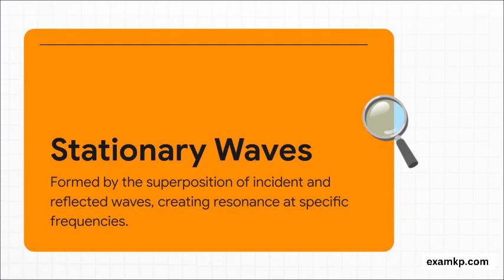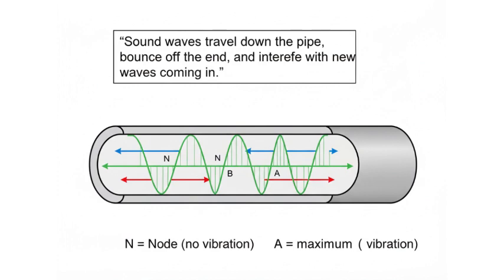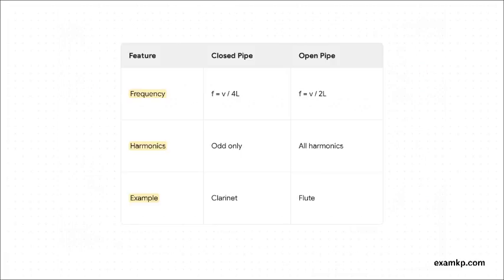This happens when sound waves travel down the pipe, bounce off the end, and then interfere with the new waves coming in. This whole process creates spots of high and low pressure that resonate to produce a specific clear tone. Now, this is where it gets really cool. Take a look at this comparison between pipes that are closed at one end, like a clarinet, and those open at both ends, like a flute.